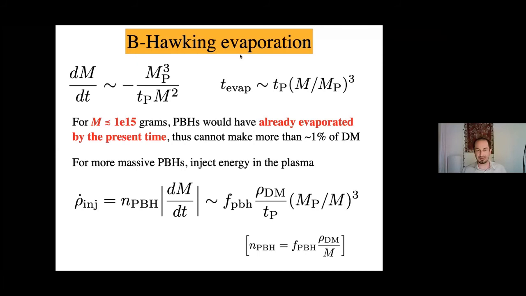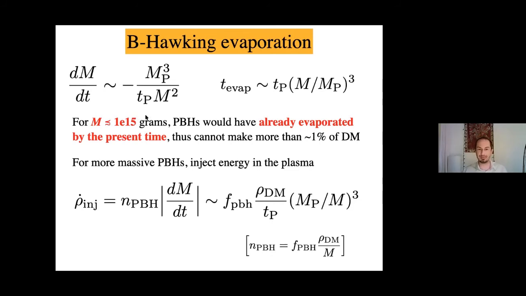Okay, a second process we'll briefly talk about is Hawking evaporation. So the rate of mass loss through Hawking evaporation is basically the Planck mass cubed over mass squared per Planck time. This has the right units. And from this, you can calculate the time scale for Hawking evaporation, which is taking M divided by this. And it's just the Planck time times M over M Planck cubed. If you ask, what is the mass here? M is the mass of the primordial black hole that would be required for black holes to have evaporated already by the present time. That gives you a mass of 10 to the 15 grams or below that.